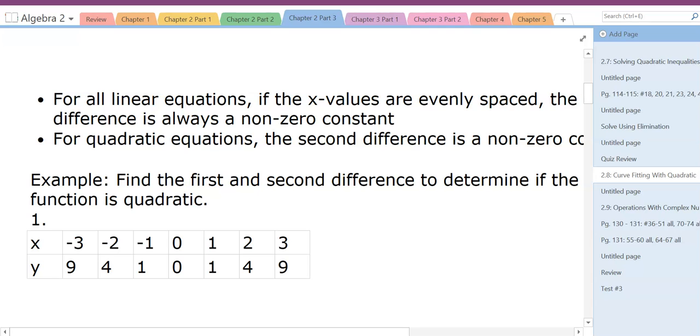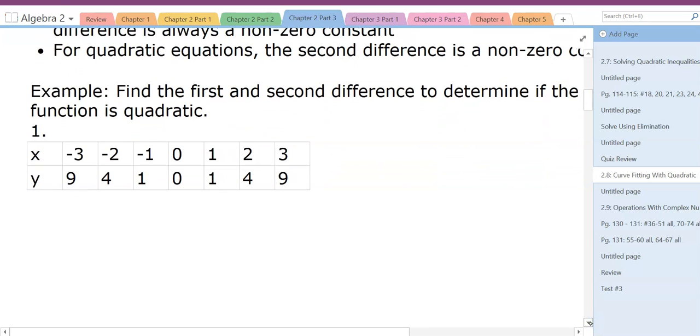You guys should have this data or this table here in your notes. So you've got x and y values. We're not going to worry so much about the x's. The x's are just going up by ones, because we're just kind of going across the graph. What I want to look at is the y's. So the first thing is, I'm going to take all of these numbers and find the difference. Like how much did it increase or decrease by?